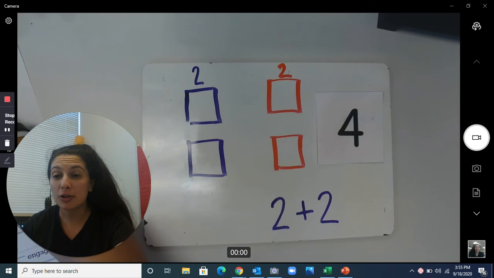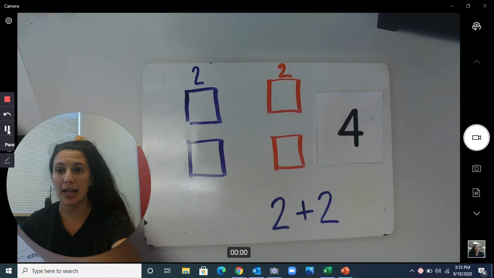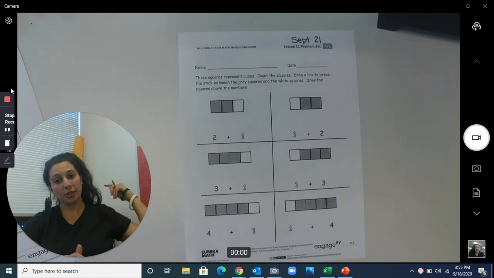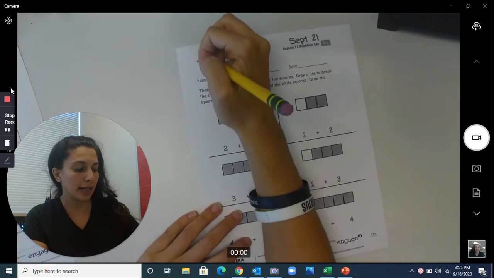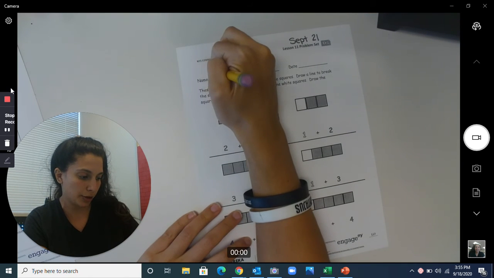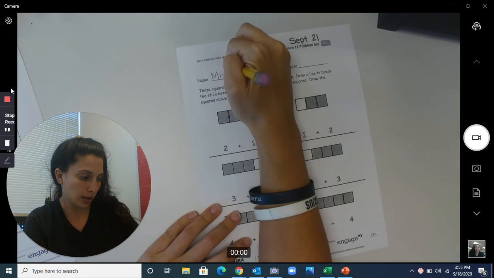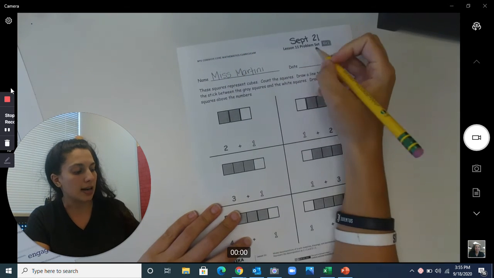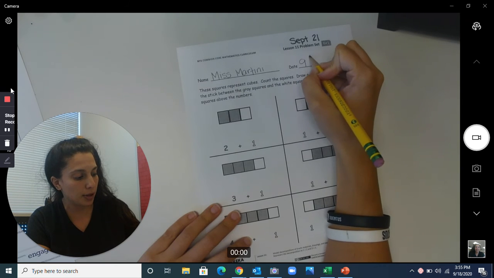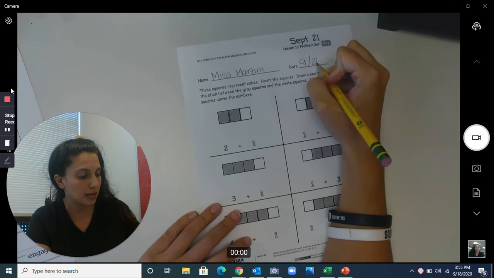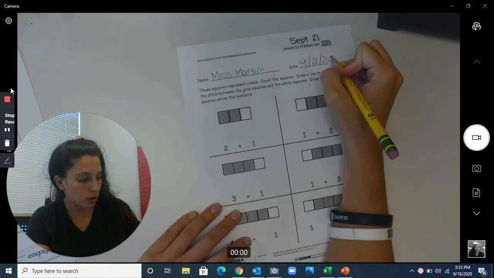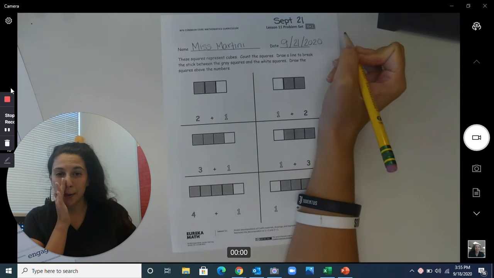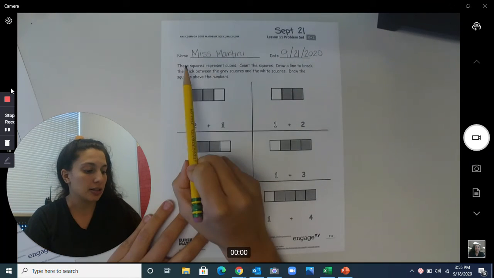So now we're going to look at our math page for today. On today's math page, I'm going to write my name. Always, always, always, that's the first thing I do. Miss Martini. And then the date. So remember, 9 for September, 21 because that is the day, 2020 for the year.